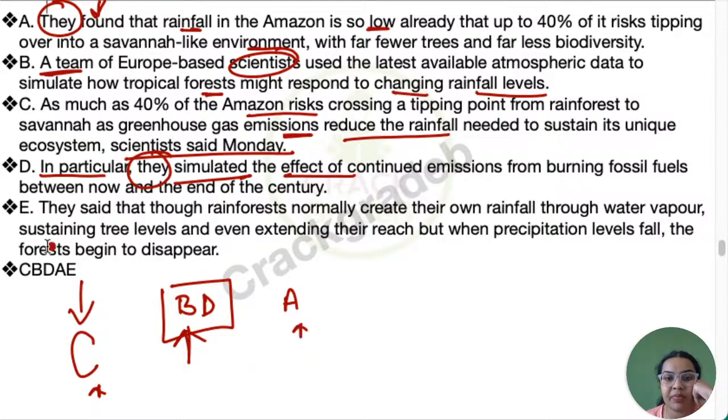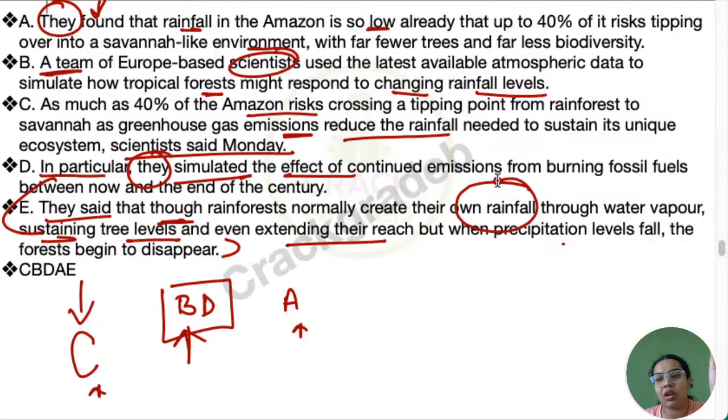A somewhere later. They said that though rainforests normally create their own water vapor, rainfall through water vapor, sustaining tree levels and extending reach, but when precipitation levels fall, the forests begin to disappear. This is a conclusion. They are giving an explanation now that normally they create their own rainfall, okay, through the whole process. But when precipitation level falls, of course it affects the forest. So because of the conclusive tone, I can hit and try also.